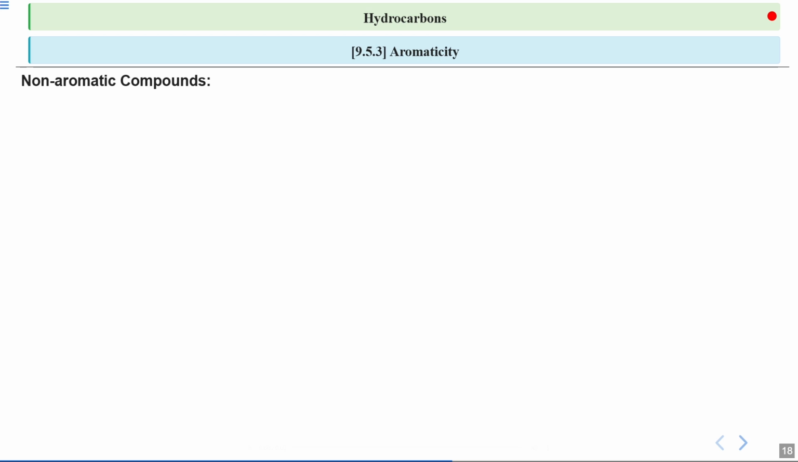Now let us focus on non-aromatic compounds. Non-aromatic compounds are those that do not meet the criteria for aromaticity, the first 3 criteria itself. So we will explore them in detail. For that, we are taking cyclopentadiene as our main example to understand what makes a compound non-aromatic.